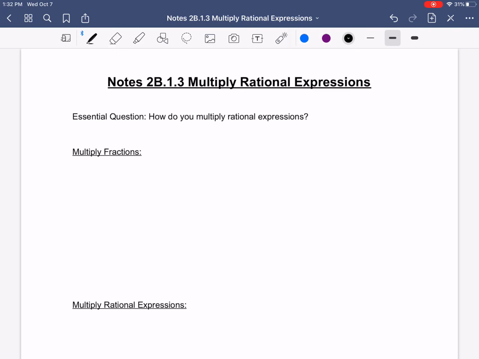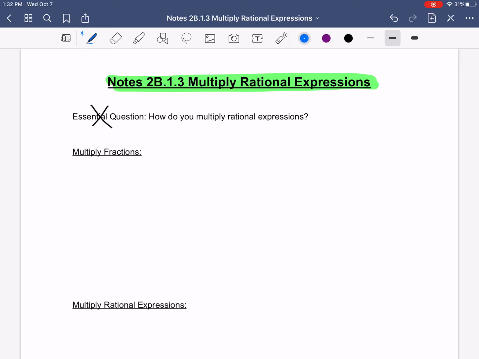With multiplying rational expressions, you want to title your paper. You just need a piece of paper, and then you need your workbook, unit 2B. You don't have to write down the essential question. Remember, the essential question is already on the slides presentation, but at the end we want to be able to answer: how do you multiply rational expressions?